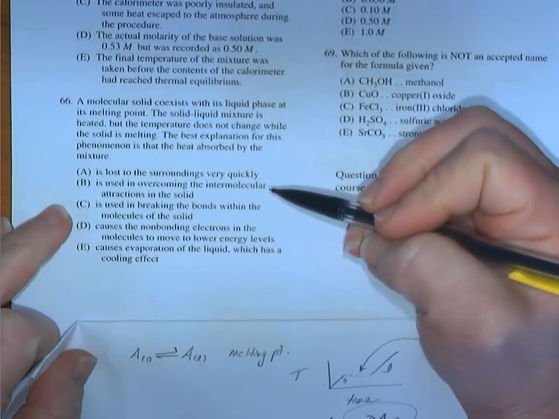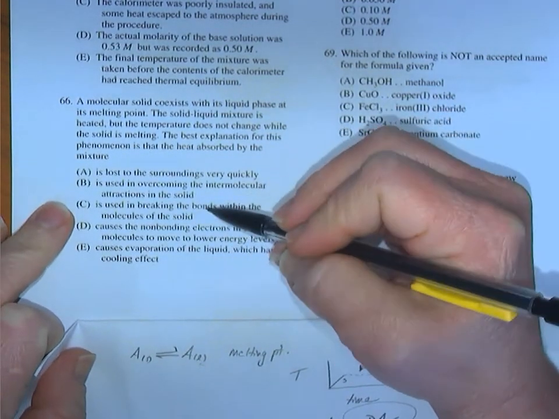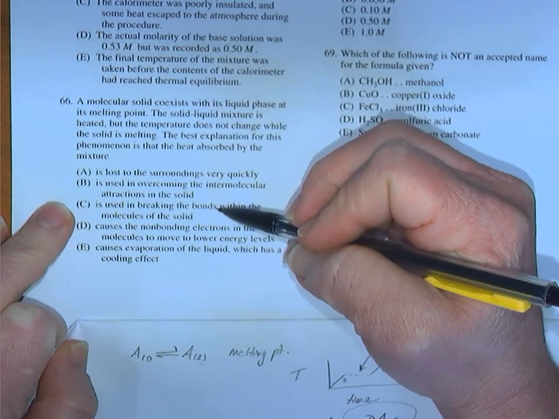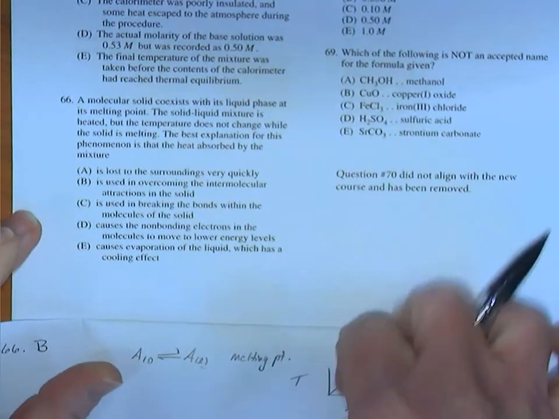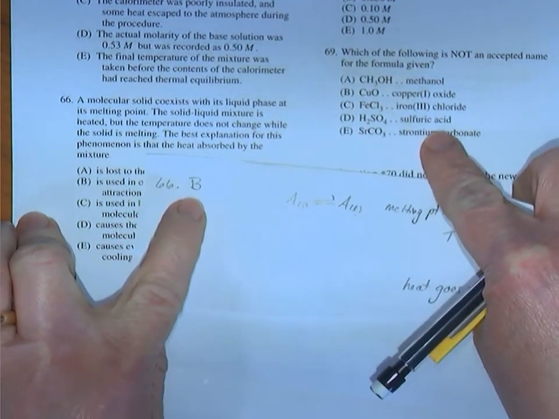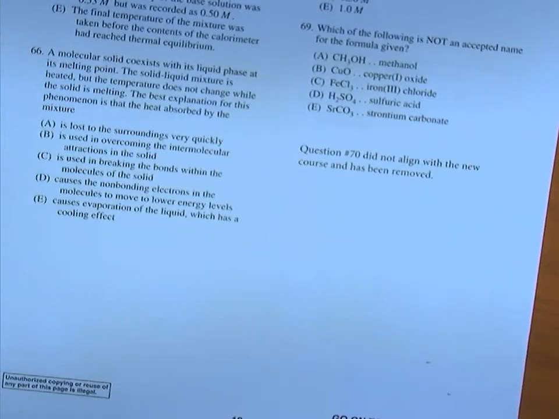It is not breaking bonds. Forming bonds would be a chemical reaction. So B is definitely the best choice. Absolutely hands down the best choice. Okay, then we go with 67.